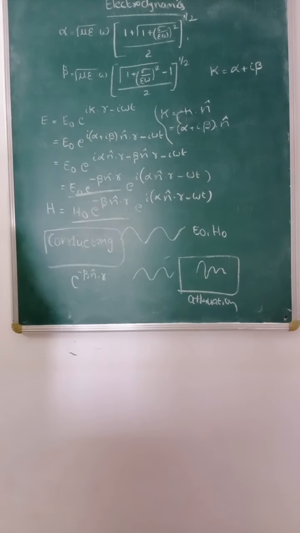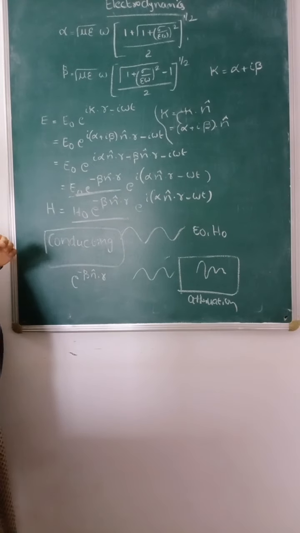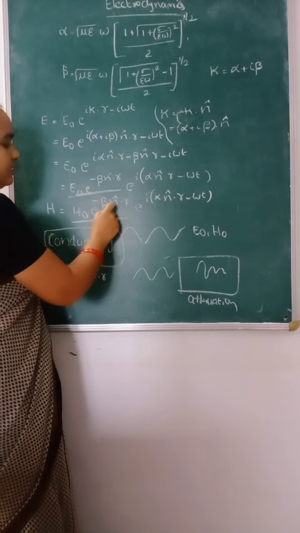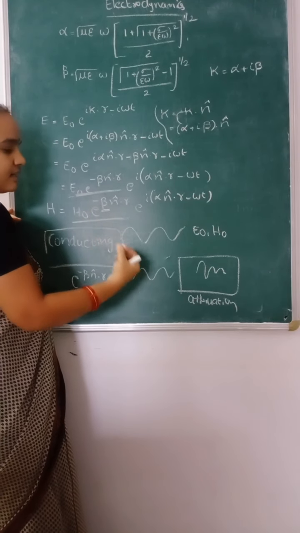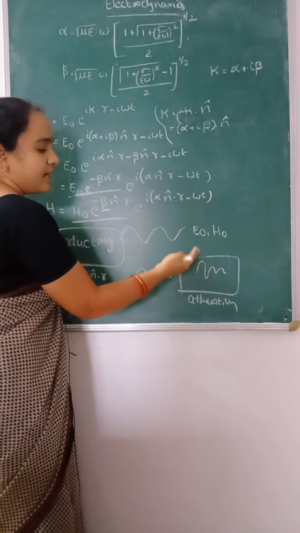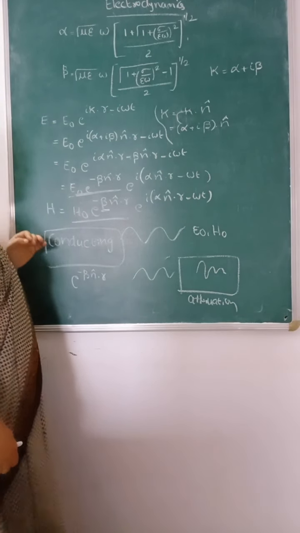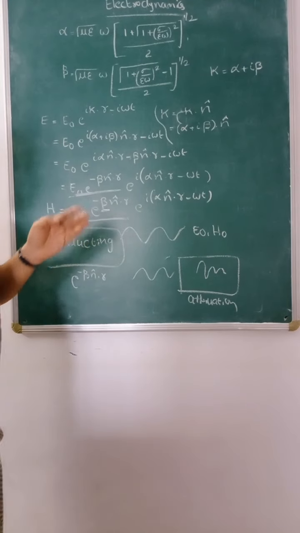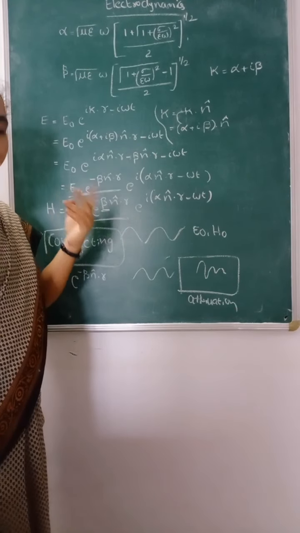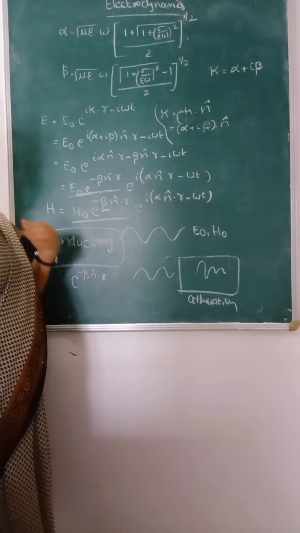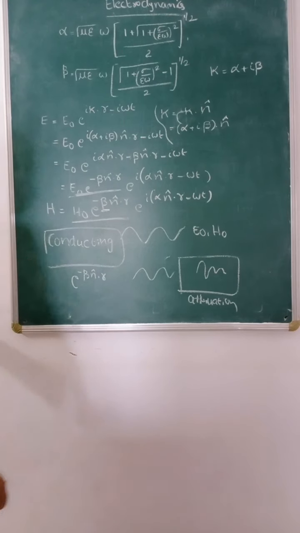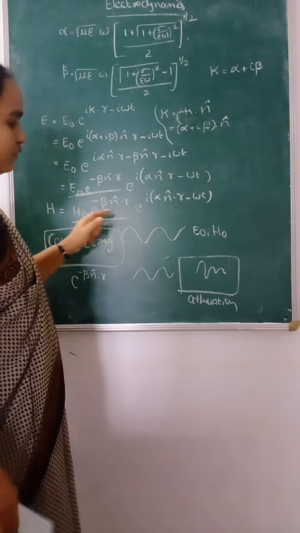This coefficient beta is called the absorption coefficient, that is, how much of the wave is absorbed by the conducting media, which reduces the amplitude of that wave. So this is the main difference between the plane electromagnetic wave in non-conducting media or free space, and here the amplitude is different for a conducting medium. This beta is called the absorption coefficient.